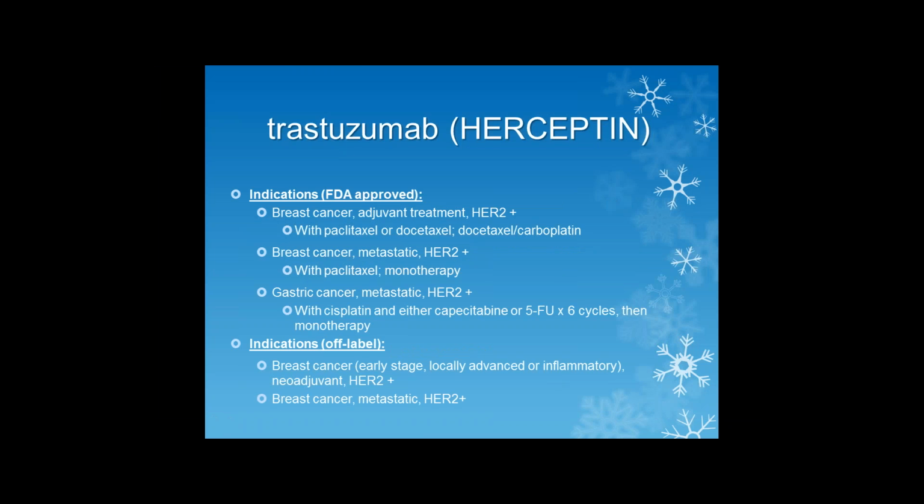So the FDA approved indications are at the top here. You can see that breast cancer has a couple of indications depending on whether it's adjuvant treatment or for metastatic disease. And I tried to write what some of the common regimens are too, if it's used as part of a regimen with other agents. It can also be used for gastric cancer that's HER2 positive, with cisplatin and either capecitabine or 5-FU for 6 cycles. And some of the off-label indications are for early stage breast cancer.